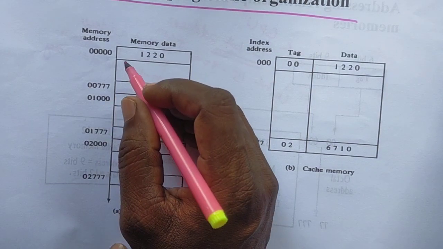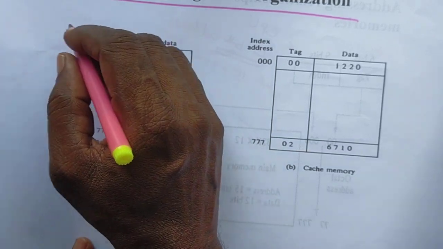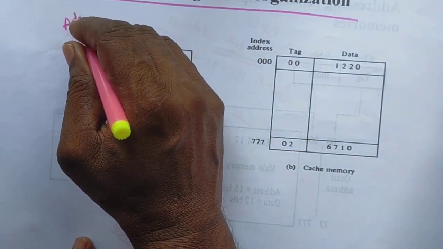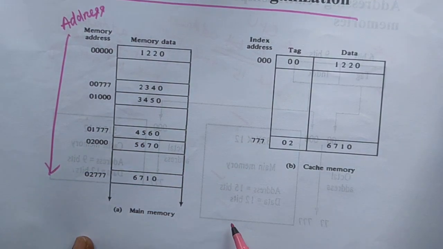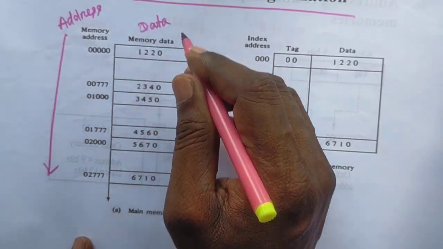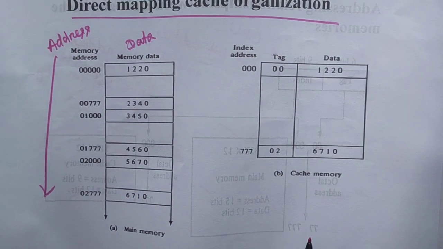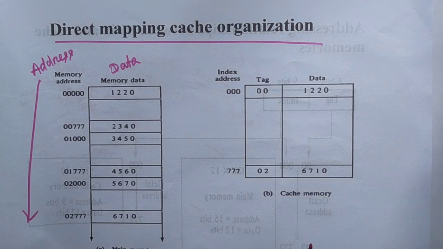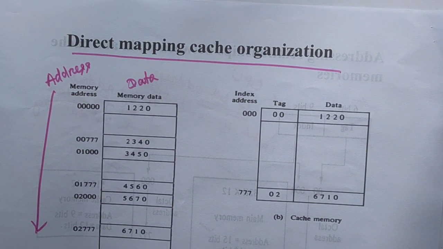So main memory, what happens? Main memory has one part that is the address part, and another part that is the memory part. Here is a memory address, it is the address part, and this is the data, the memory data. It is mentioned already. This memory data is defined in this way. So now we see how this direct mapping maps with the cache memory.